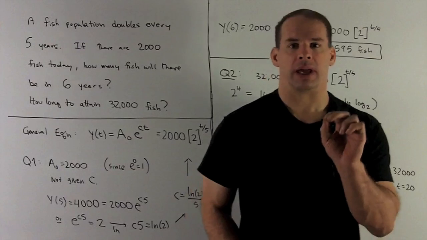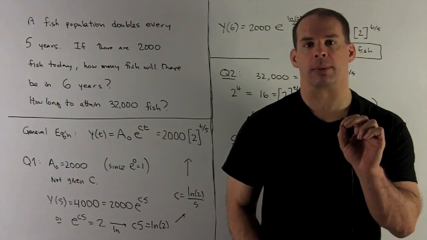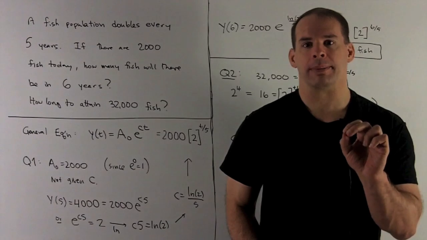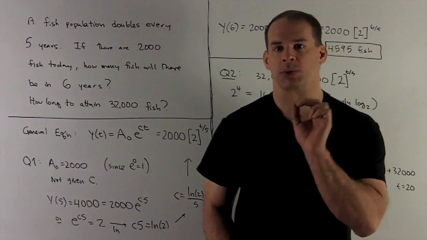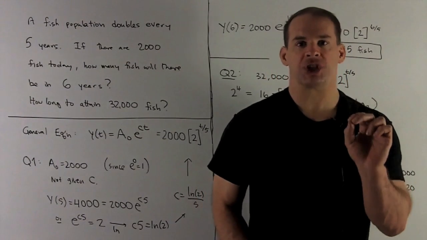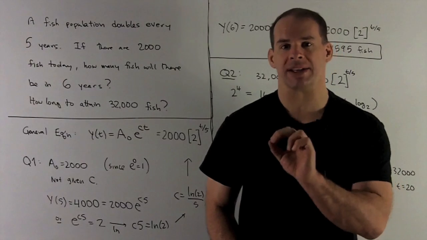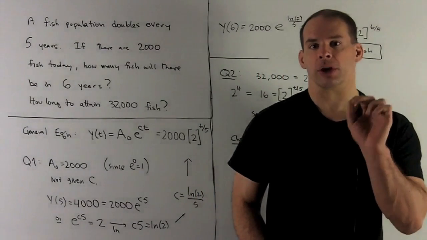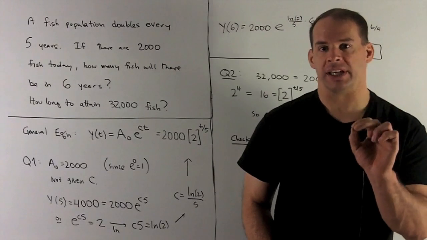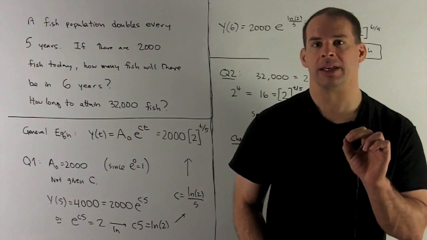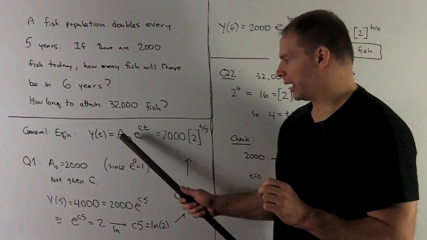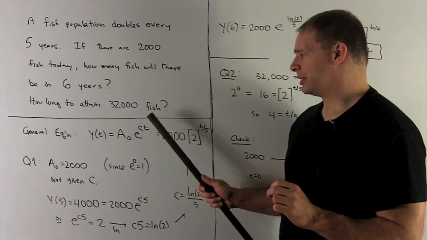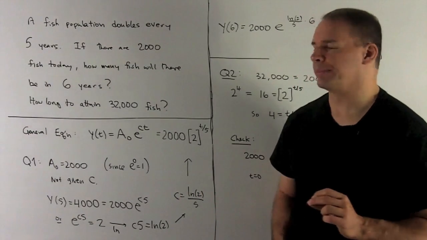First thing I do, okay, this is an exponential growth problem. This is coming from the differential equation Y prime equals C times Y. So the rate of change is proportional to Y itself. Our solutions are going to be of the form Y of t, since we're using time, equal to A0, which is our initial population, times e to the constant times t.